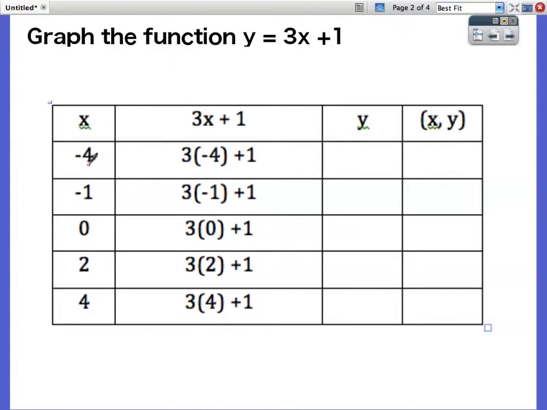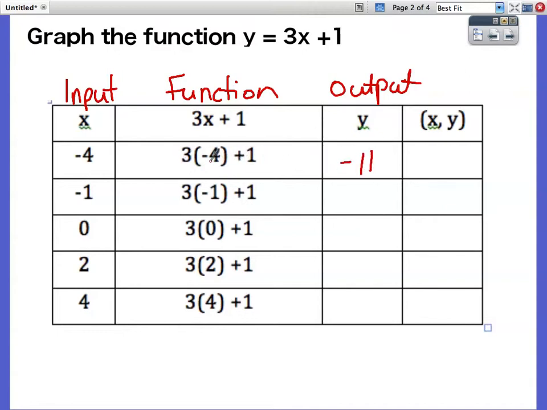So I chose -4 for my input, or x is my input. This is my function rule. This is my output. Okay? And then I do the math. 3 times -4 plus 1 is -11, because 3 times -4 is -12 plus 1, -11. Now this part right here, this is our x, y coordinate so that we can graph this point. And so our x is -4 and our y is -11. So then when we get to our graph paper, we can graph it.